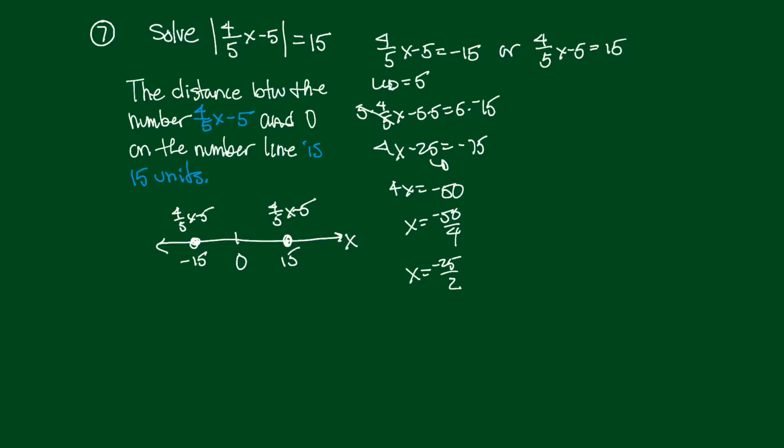Now on the right side over here, for this one, still the LCD is 5, so I'm going to take 5 times 4/5 x minus 5 times 5 equals 5 times positive 15. 5's cancel. We'll get 4x minus 25 equals 75. Now when I add that 25, I get 4x equals 100, and divide, x equals 25. So we get two solutions here. We can say x is negative 25 over 2, or 25.